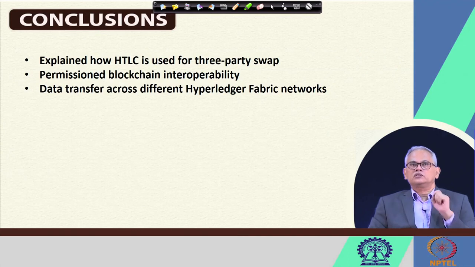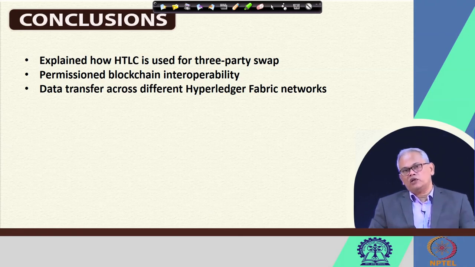So, to conclude today's lecture, we have explained how HTLC is used for three-party swap. That was our initial topic, which was an extension of the two-party swap that we explained in the previous lecture. Then we talked about permissioned blockchain interoperability. Specifically, we talked about data transfer across different Hyperledger Fabric networks.